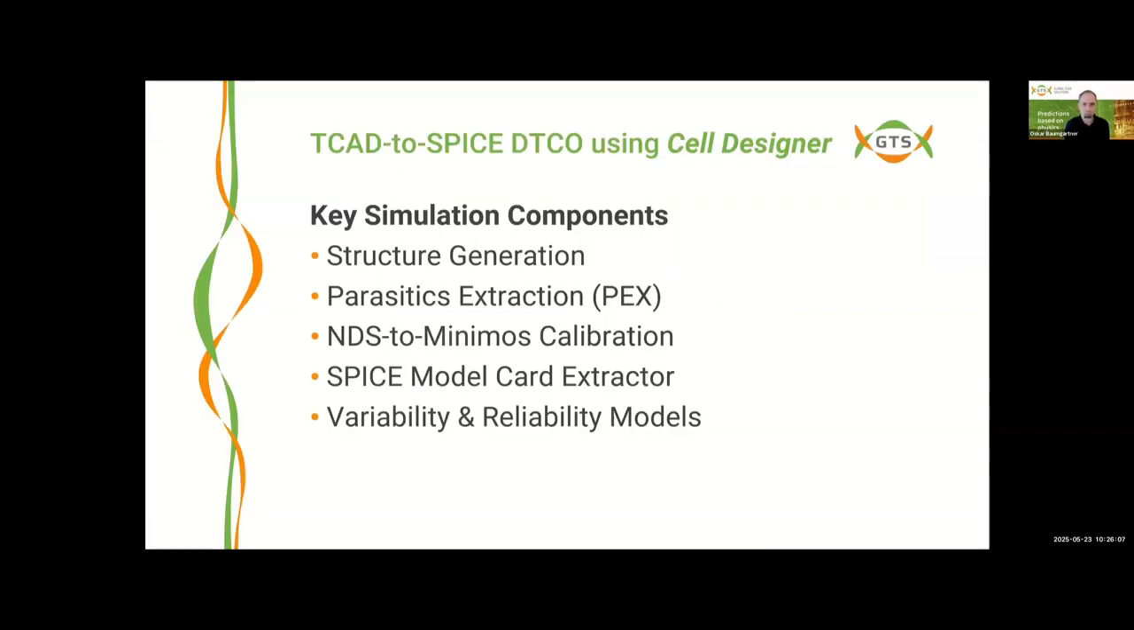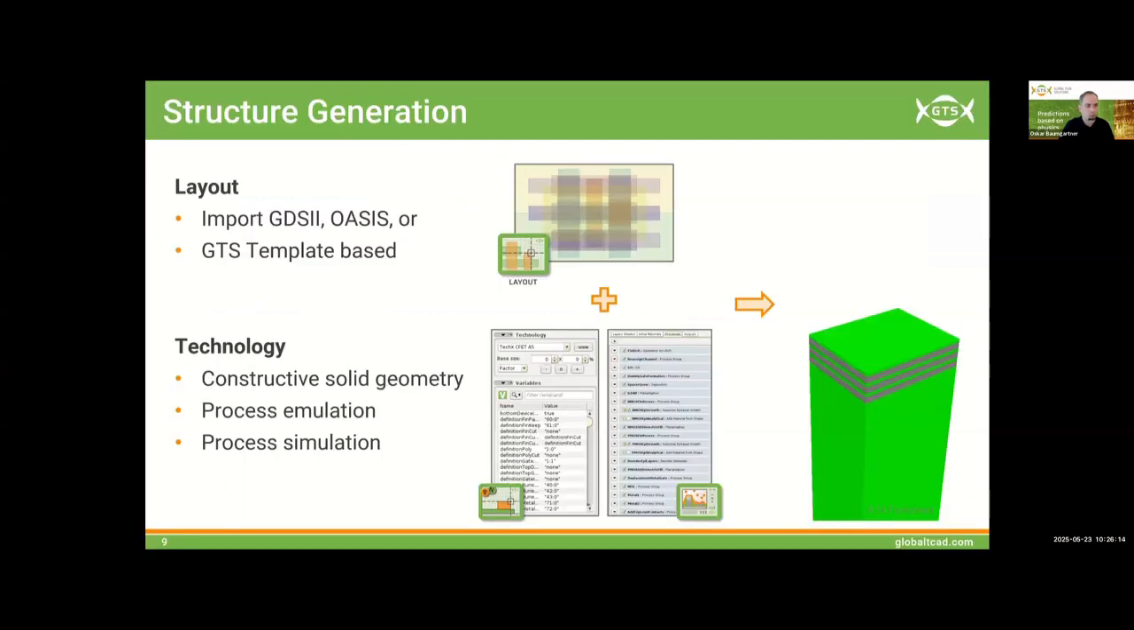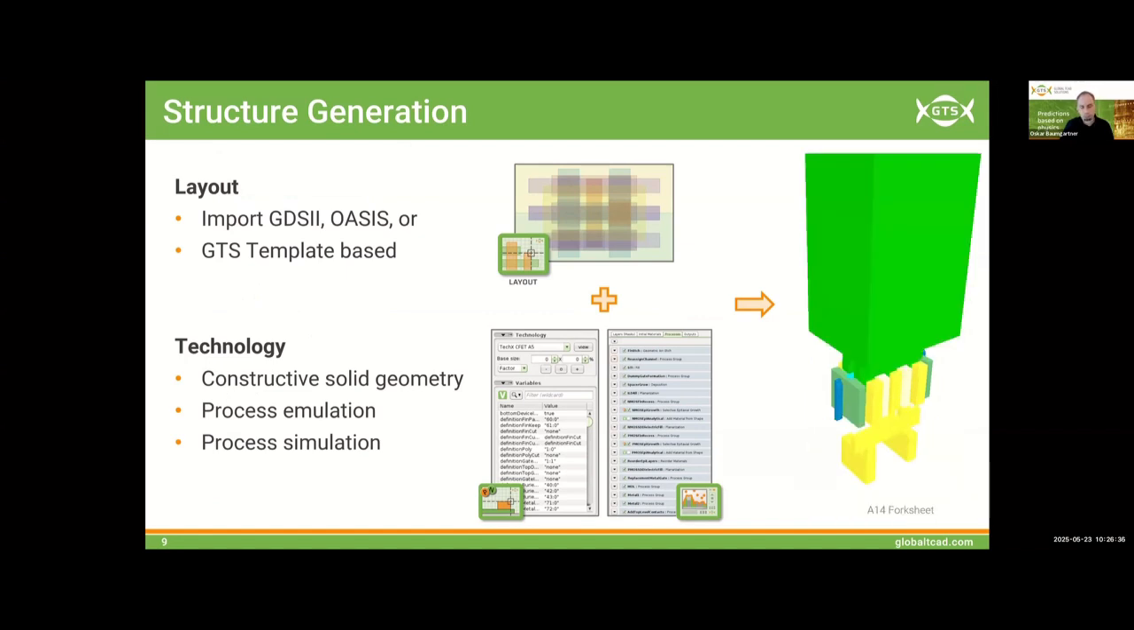And I want to show you a little bit the key components that are required to actually carry out such a technical study. So we'll start by generating the structure out of a layout. And so this is basically the designer input, some sort of layout using GDS2 or OASIS format. Or it can be generated on a template-based approach if you want to look at different layout choices and variations in an automated manner.